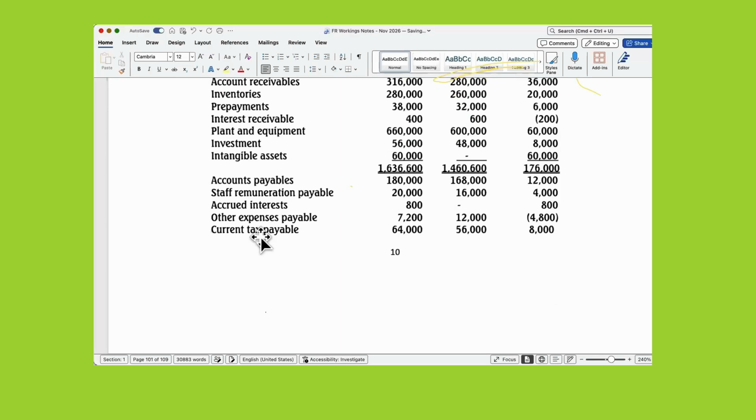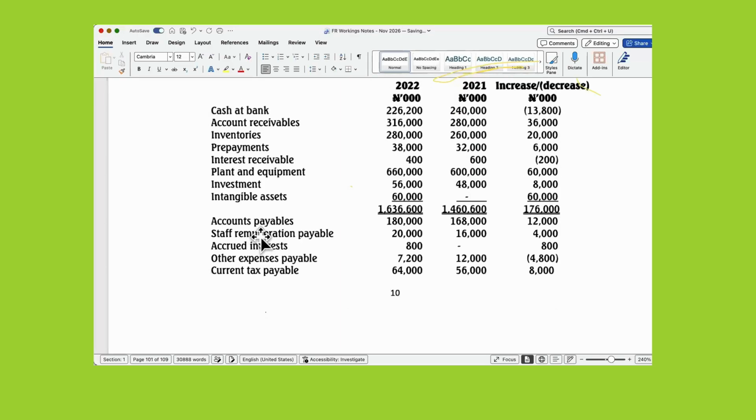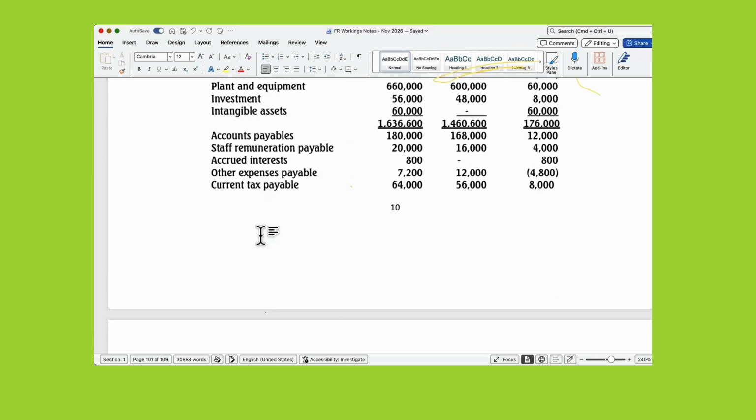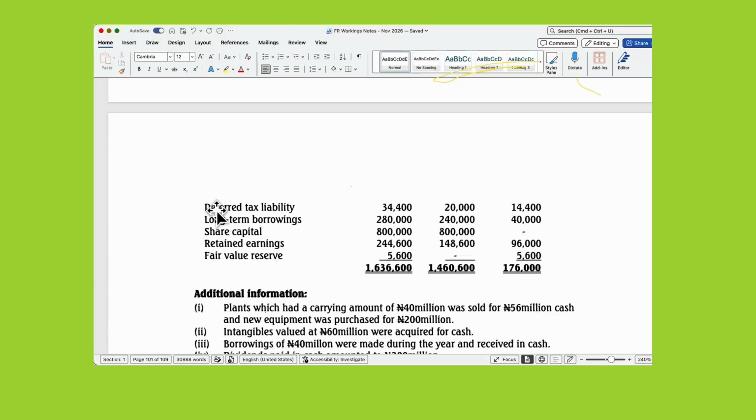I will then move to the liabilities part of my statement of financial position. That is where I deal with items of financing activities. The first item here is accounts payable. I've already dealt with that. Staff remuneration payable, I've dealt with that. Accrued interest, dealt with that. Other expense payable, dealt with that. Current tax payable, dealt with that. Deferred tax, dealt with that. Then long-term borrowings, outstanding.